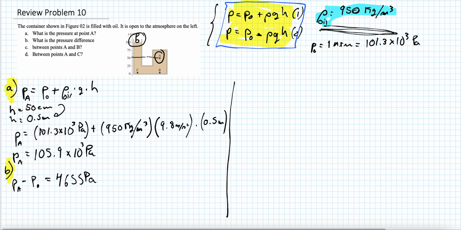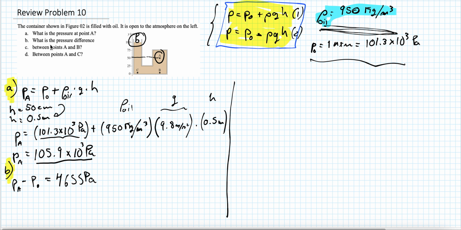So after that, we plug in all the numbers. This is our atmosphere pressure, plus the density of the oil, gravity, and the height. Okay? When we plug in all the numbers and calculate everything, we can see that the pressure inside the oil is higher than outside. Remember, 101.3 times 10 to the third, this is going to be higher.